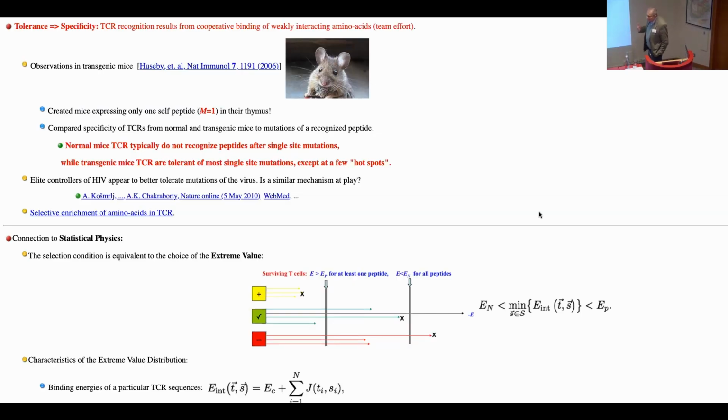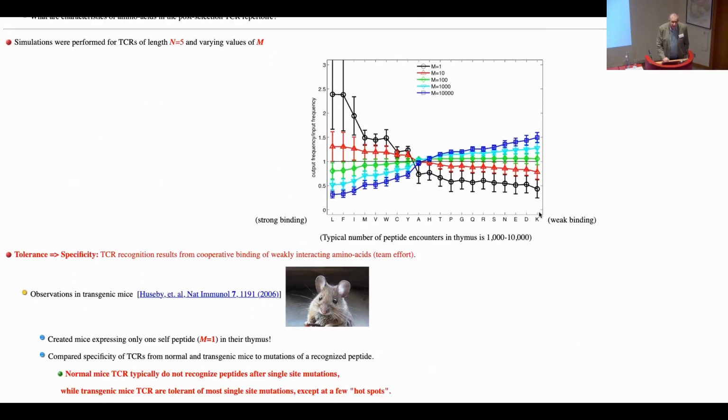So there is this connection between self-tolerance and specificity. And not surprisingly, that cohort is also more susceptible to autoimmune diseases. Maybe another minute for questions.